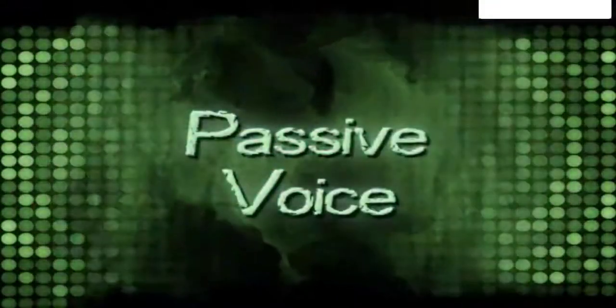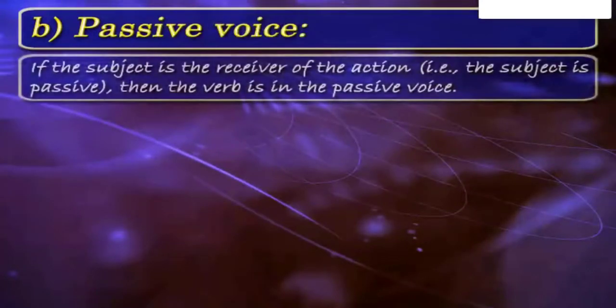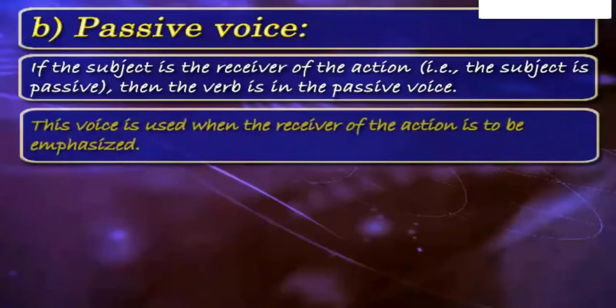Passive voice. Next type of voice is passive voice. As per definition, if the subject is the receiver of the action, that is, the subject is passive, then the verb is in the passive voice. So in a sentence, if the subject, who is the receiver of action, is passive, then the verb is called passive voice. It is very important to note that this voice is used when the receiver of the action is to be emphasized.